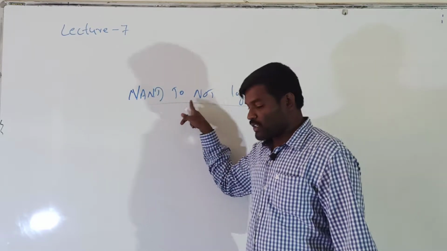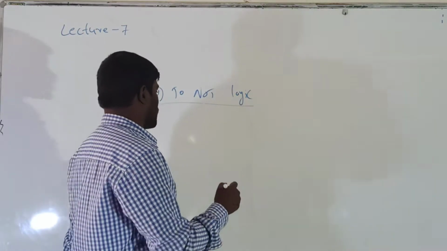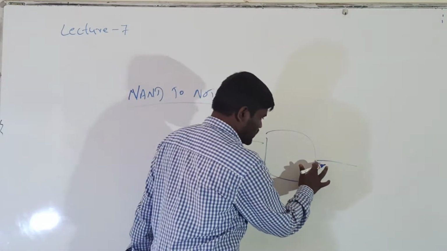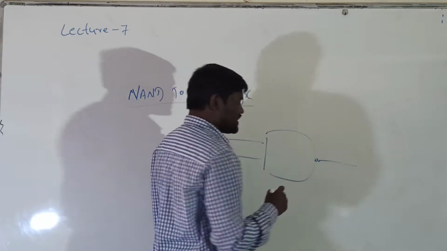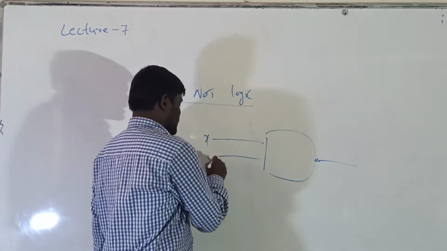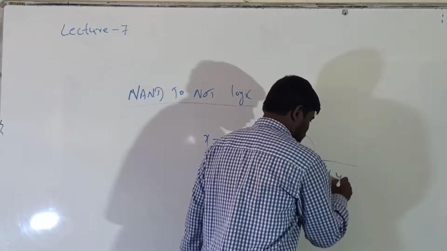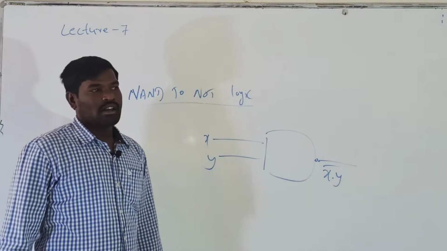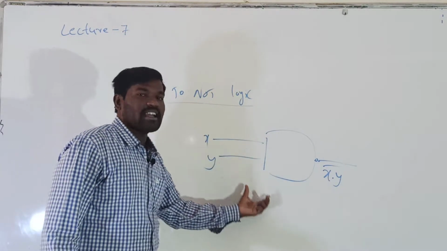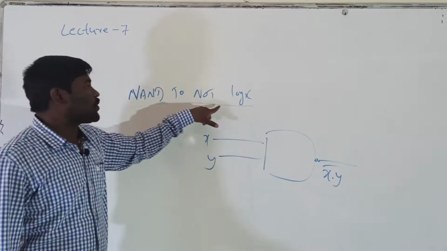Okay, so here NAND to NOT. We already know the symbol of NAND gate, so this is AND. Just you can put one circle here, that is NAND. NAND means not of AND. Here X and Y as an input, here X into Y whole bar. With respect to NAND, we can derive the circuit diagram for the NOT.